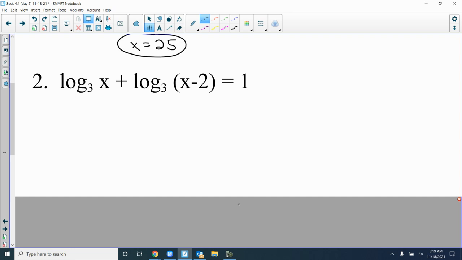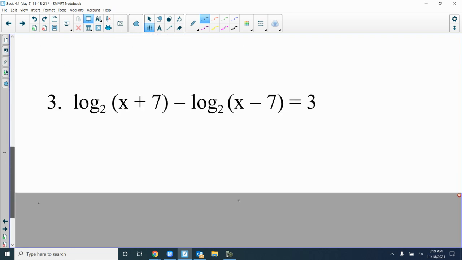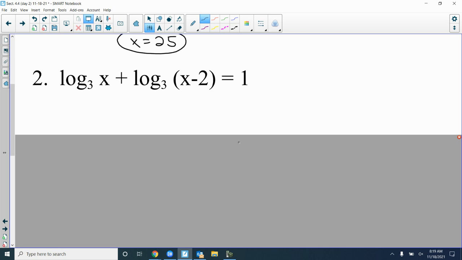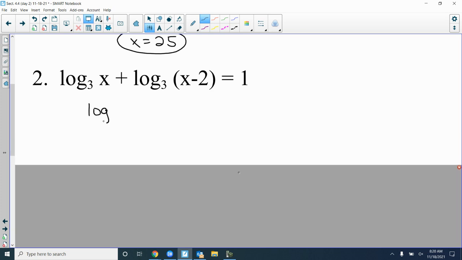All right, second one here, log base 3 of X plus log base 3 of X minus 2 equals 1. You cannot convert to exponential until you have a single log. So now, there's a plus. They're the same base, so I can make this log base 3 of X times X minus 2 equals 1. Some of you say, can I multiply those together? Yeah, we'll eventually get there.